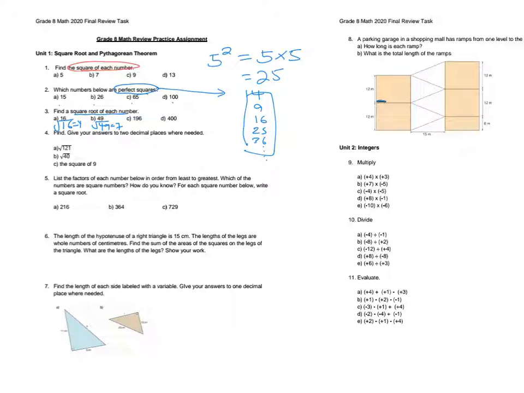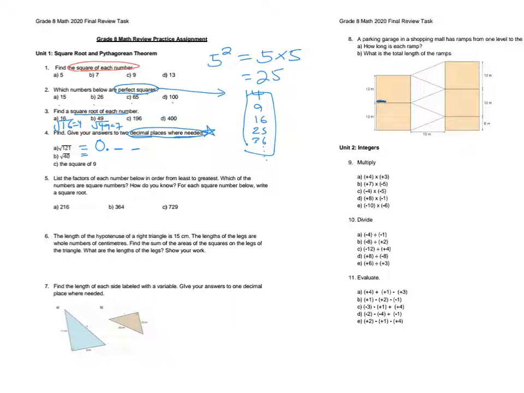Alright, and then number 4, give your answers to 2 decimal places where needed. Rounding is an important skill as well. So once you get your answers using a calculator, or if you're using mental math, that's fine too. Make sure your number has up to 2 decimal places if needed. If you get a perfect whole number after you square root it, you can leave it like that.